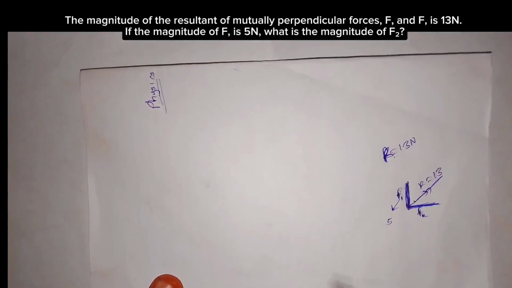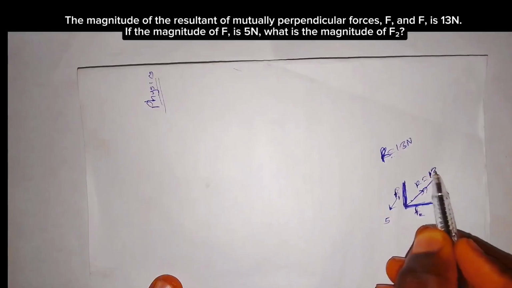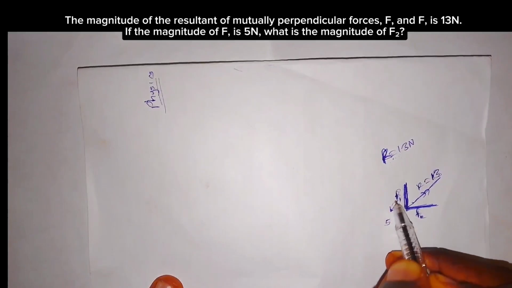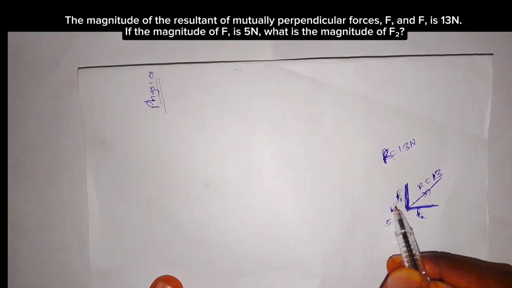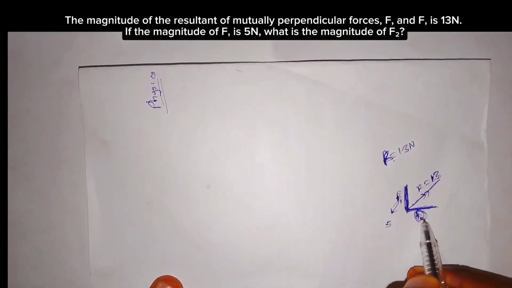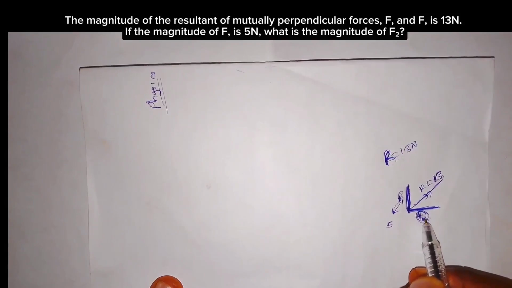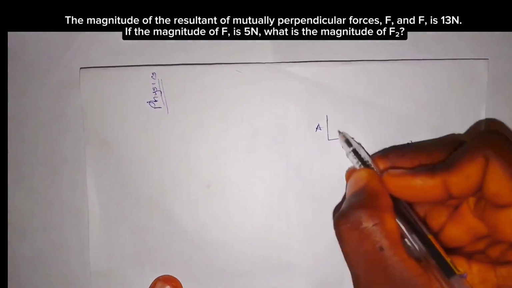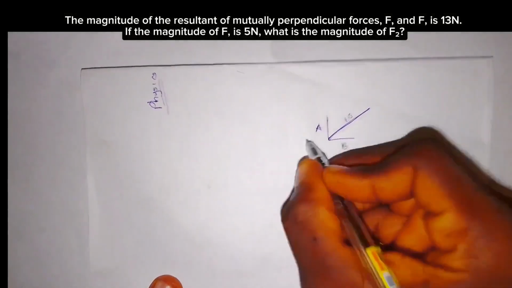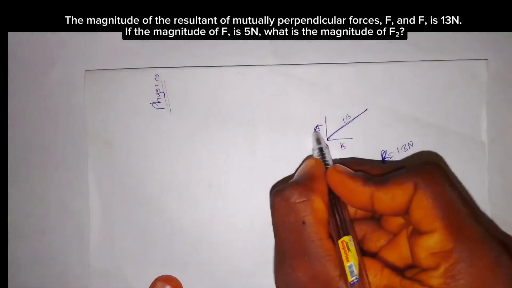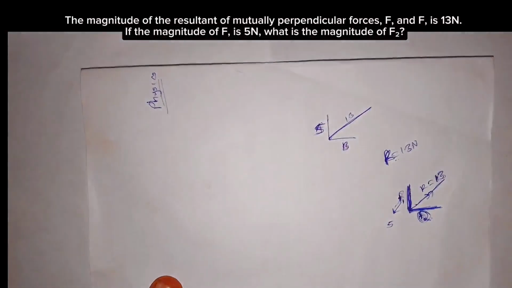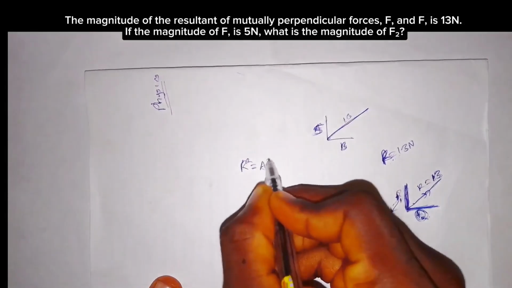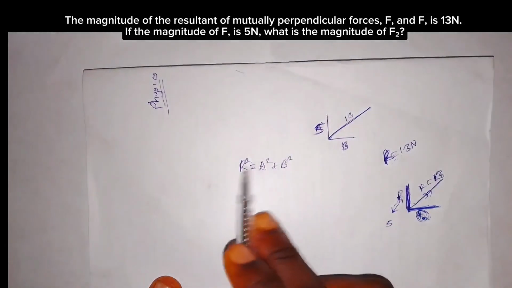Okay, let's continue. In this question, they gave us the resultant as 13, and they gave us the magnitude of one of the forces to be 5. Now we're looking for the magnitude of the other, F2. We can just say F1 is A, then F2 is B. They gave us R to be 13, and A to be 5, and we're looking for B, which is so easy. We make use of Pythagoras theorem, which is R square equals A square plus B square. Our R is 13.